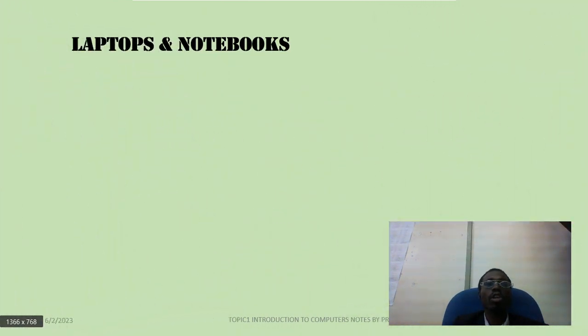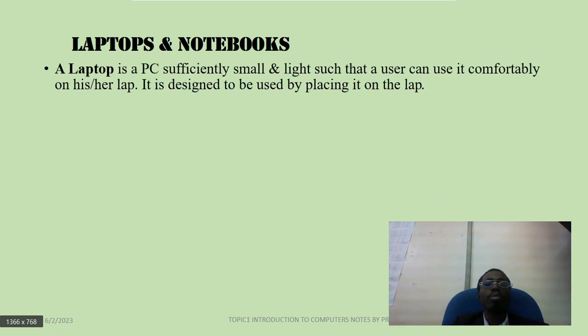Let's look at the smaller part of it now, the laptops and notebooks. Remember, these were the personal computers. Now, a laptop is a PC sufficiently small and light, such that a user can use it comfortably on his lap, and that's why they were called laptops. Mostly you put them on the laps of your legs. So it is designed to be used by placing it on the lap.